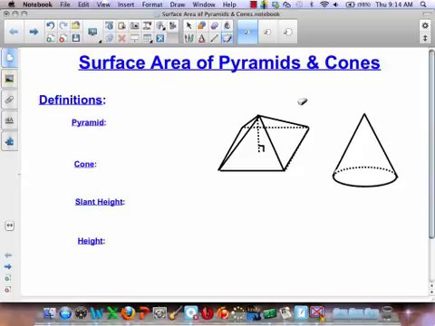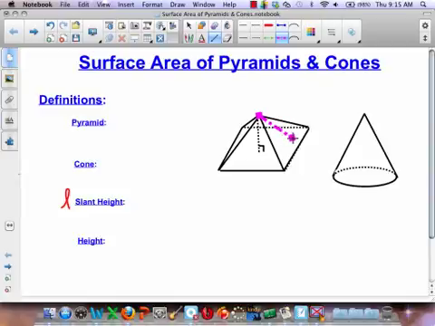One of the things we have to understand with the pyramid is the slant height. We represent the slant height with the variable L, mostly because S typically means side. Now what does it mean to be slanted? You're at a diagonal. So when we talk about the slant height of a pyramid or of a cone, it goes from the vertex down the face to the bottom of the base, and that is your slant height.